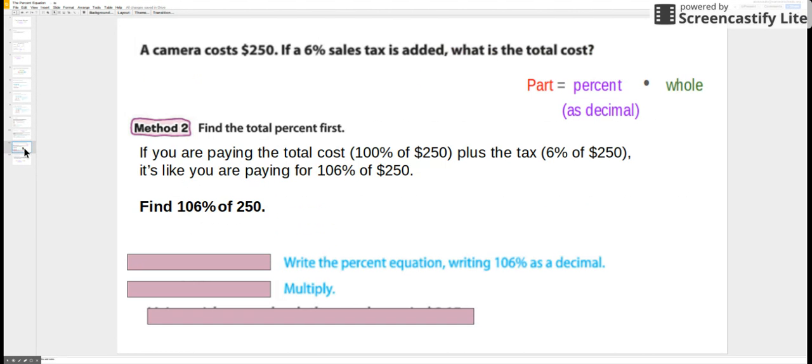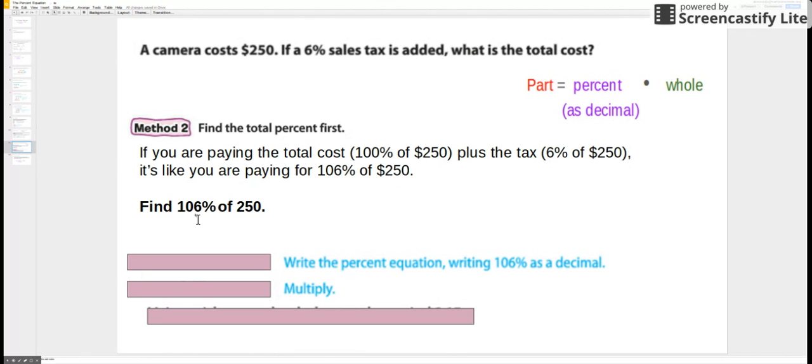A faster way to find tax, using the same problem, would be to find the total percent first. Okay? Think of it as this. If you are paying the total cost, right, 100% of $250, right? 100% is $250. Plus the tax, right? 6% of $250, okay? It's like you're paying for 106% of $250, right? Think about it. This represents 100%. And you're also paying an extra 6% on top of it. So you're paying for a total of 106% of $250.